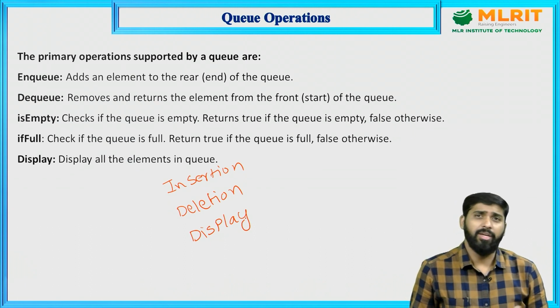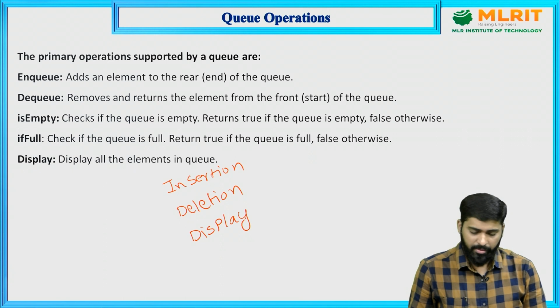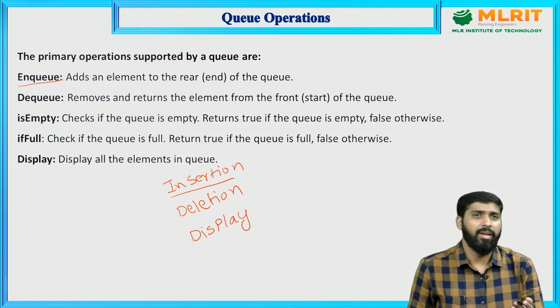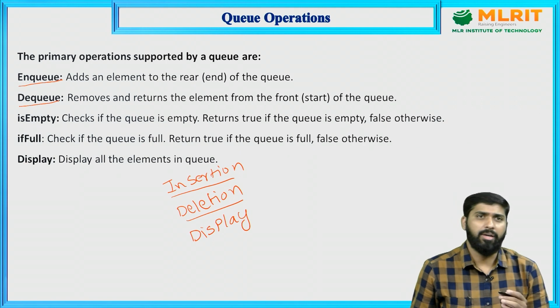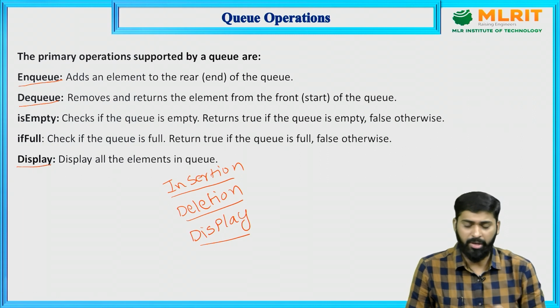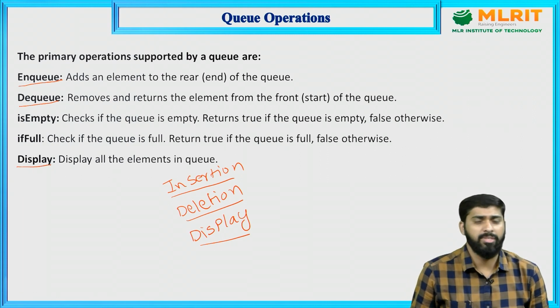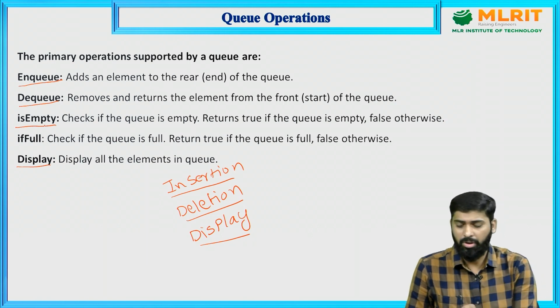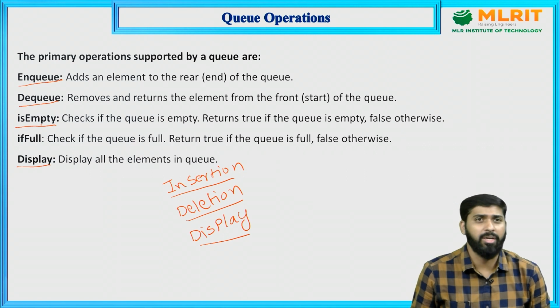Now in queue, the insertion we call NQ, enter an element into queue. Deletion we call DQ, delete an element from the queue, and display we call display only. And we have another two functions. One is empty. For example, if you want to delete an element from the queue but the queue is empty, then we use this function empty to know whether the queue is empty or not.